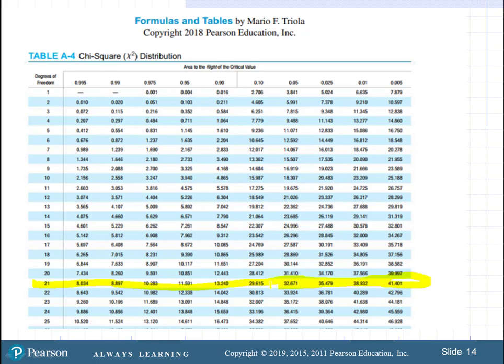So now I'm going to look for 0.025 over here. That would be the upper tail. And when I go down there, that's how I get 35.479 for my critical value there. In my left tail, I'm going to use the 0.975, and when I go down there, that's how I get the 10.283. Okay? So that's how that works.